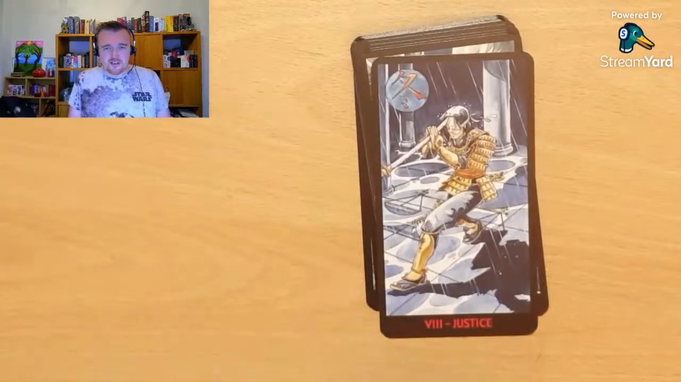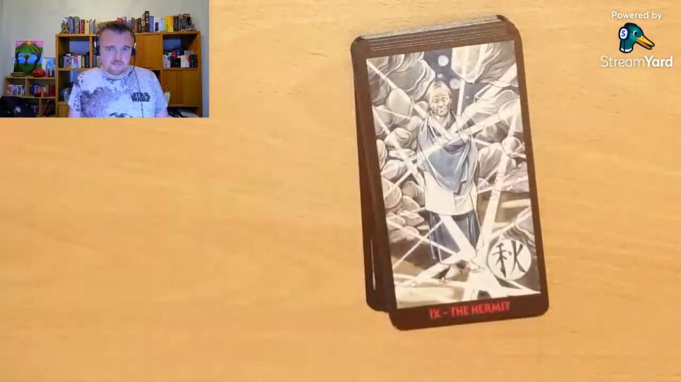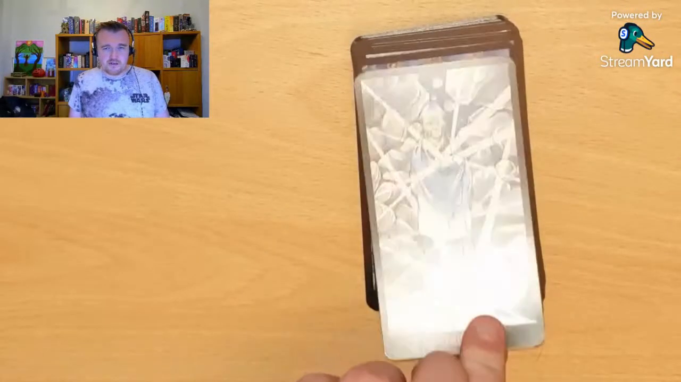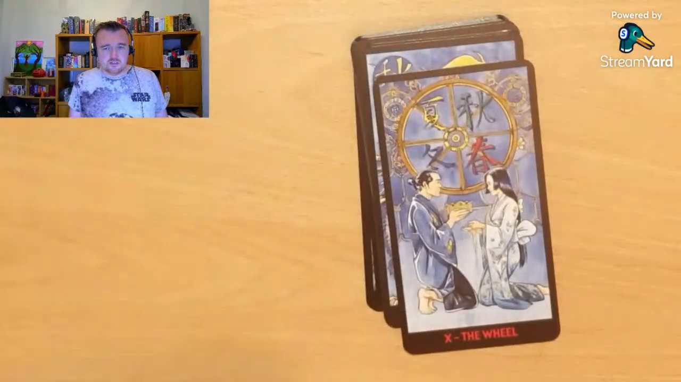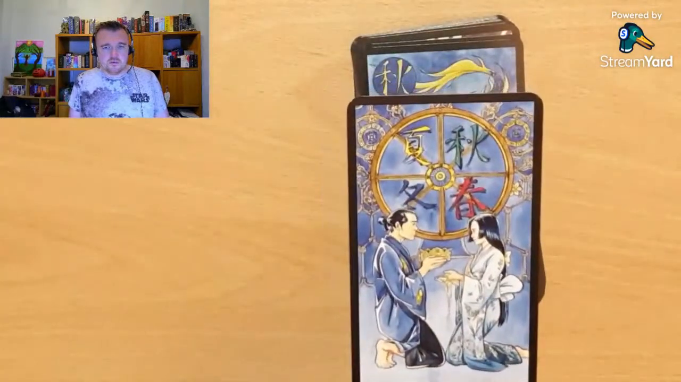But anyway, Justice is at 8. Hermit. And we love a good Hermit card, don't we? The wheel. So you've got your four symbols on the wheel there.